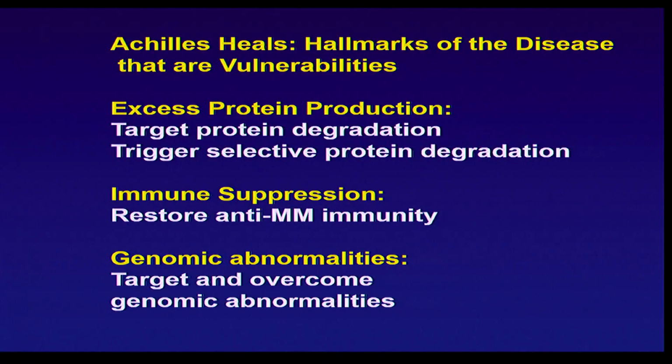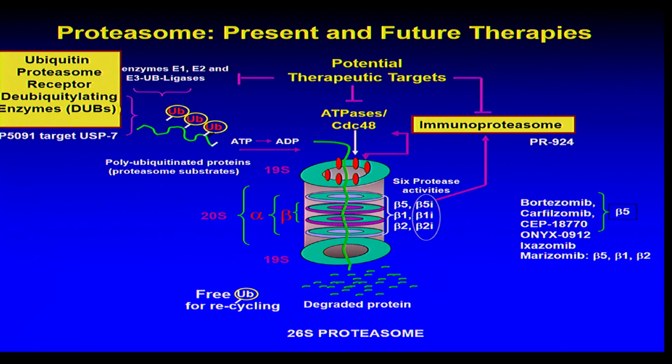So I'm going to just finish with a couple of comments about how at least I'm thinking about using science to go forward in terms of picking the winners and designing clinical trials. Firstly, we'll talk about what can we do more about degrading proteins, what about immune, and what about genomic abnormalities, just one example of each.